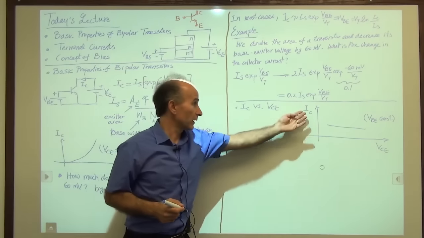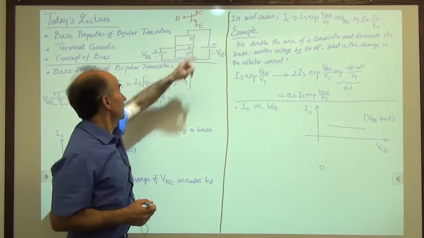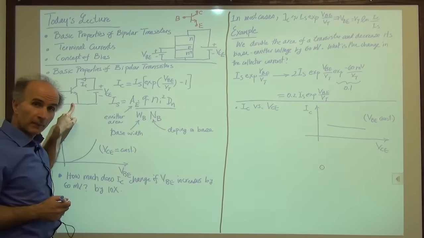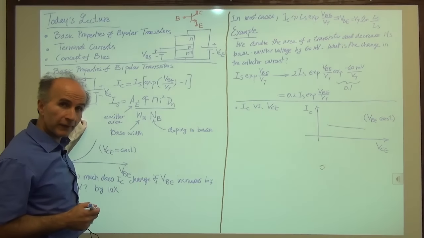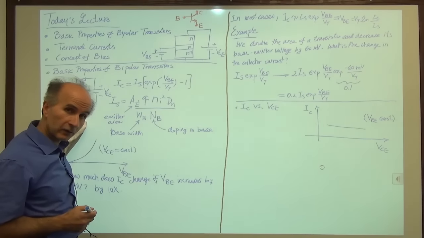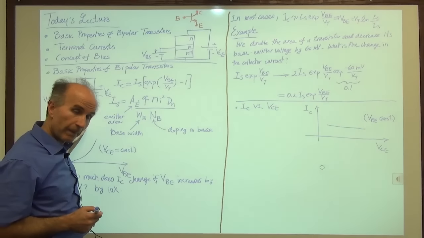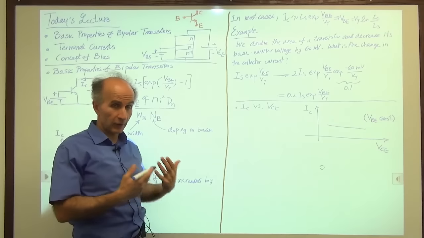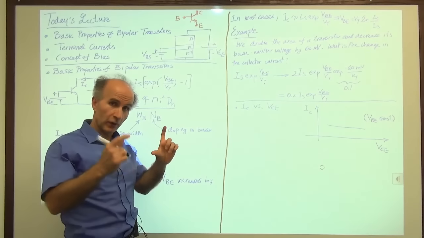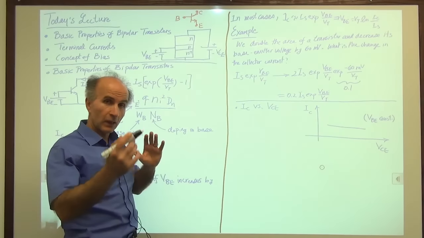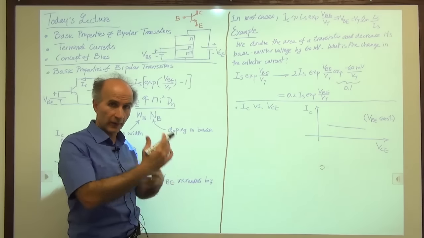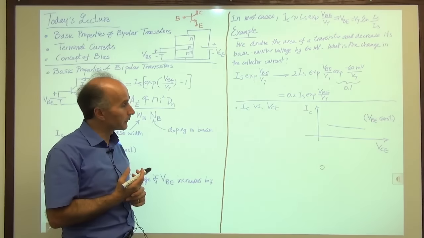In other words, the current flowing through the collector is a strong function of the base emitter voltage, but apparently not a function of the collector emitter voltage. So that's a very interesting property. And again, this is the trouble with three-terminal devices. We have two types of voltages, and we have to change one while the other one is constant, and then see what happens to these currents.